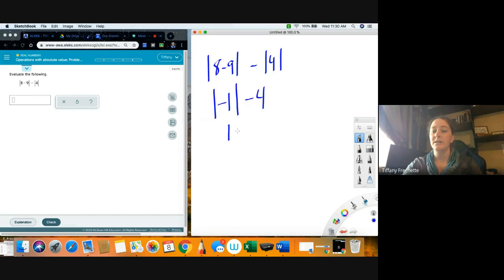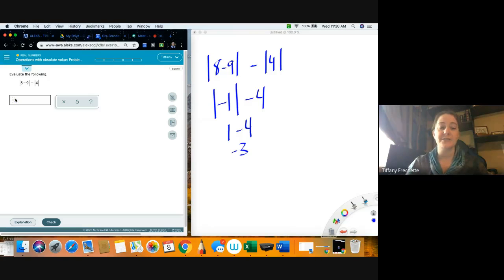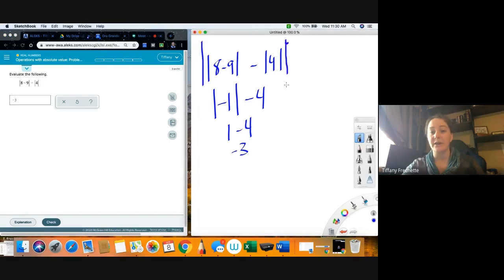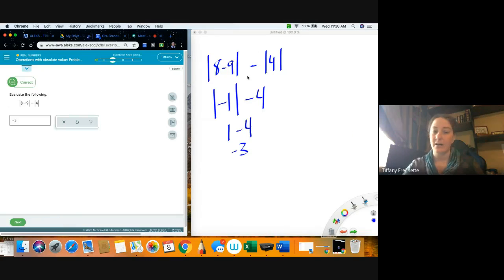So 1 minus 4. And now this one doesn't have absolute value signs on the outside like the last one did. Now that all the absolute value is gone, we just do this like normal. 1 minus 4 is -3. So it's okay to have a negative answer at the end here, because this one didn't have those great big absolute value signs on the outside. Once we deal with all the absolute value, it keeps dropping away, and then we get to just the end, and we can see what our answer is. All right, so we're good to go.